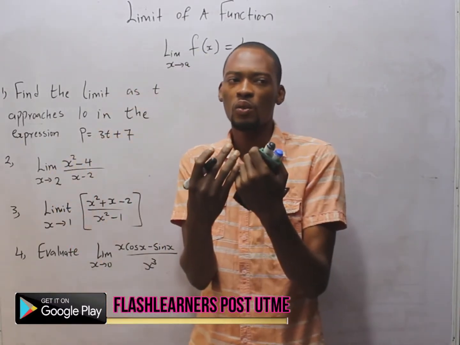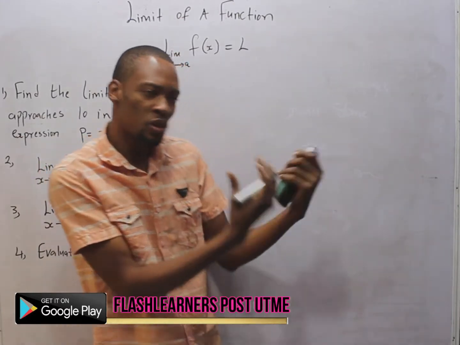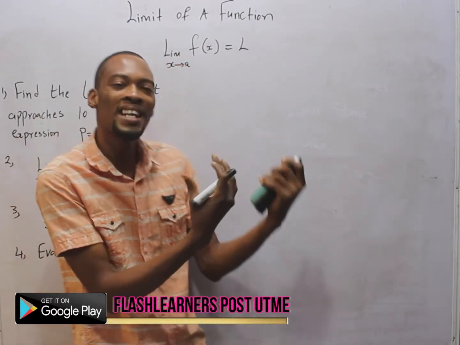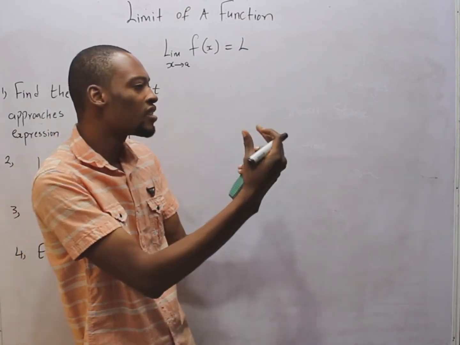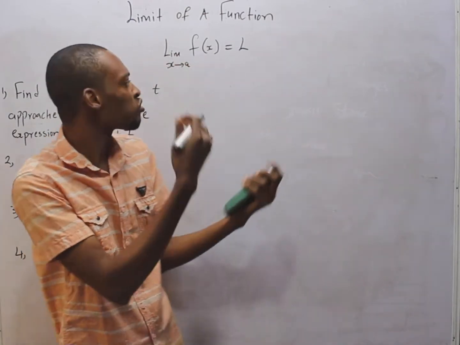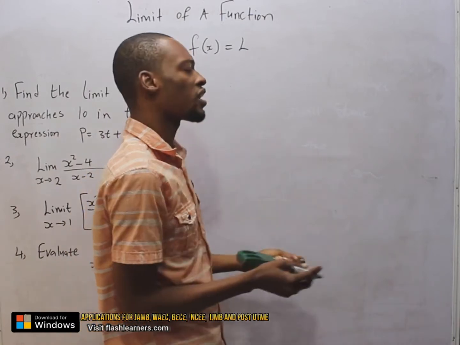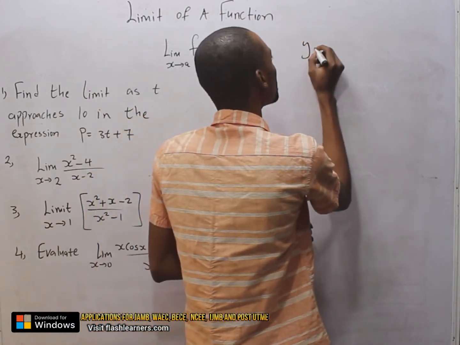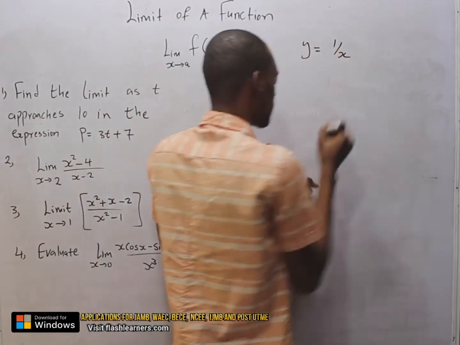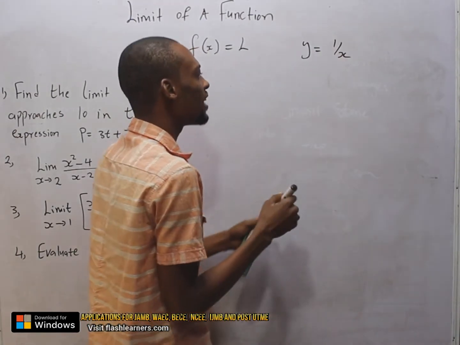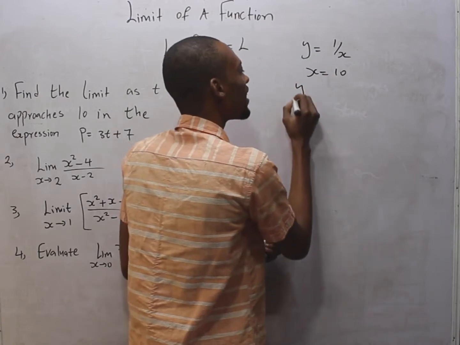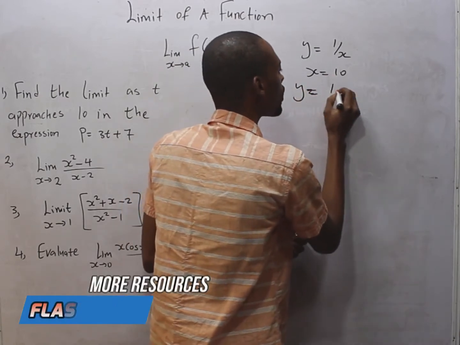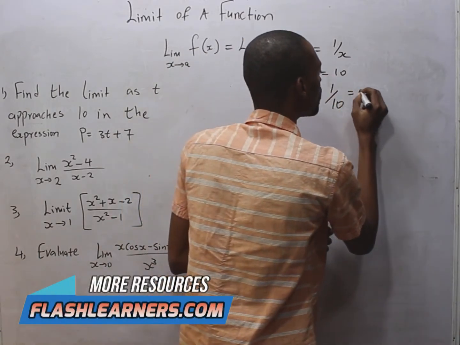Sometimes, we can't figure out some things, or we can't get to the end of certain things. But we just try to predict what will happen as we move closer. For example, if y is equal to 1 over s, let s be equal to 10. Y will simply be equal to 1 over 10. That is 0.1.